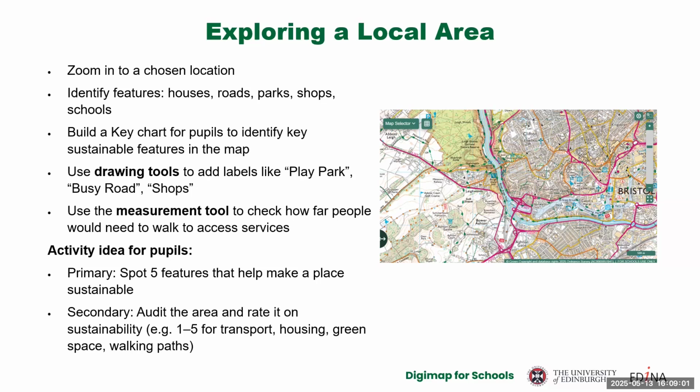And you can ask pupils, what do you notice about this area? What is working well? What could be improved? For younger students, you can ask them to spot 5 features that make a place sustainable. For older students, you can conduct a sustainability audit and rate an area based on categories like transport, housing, and green spaces. These activities will help to build observation and critical thinking in your students.